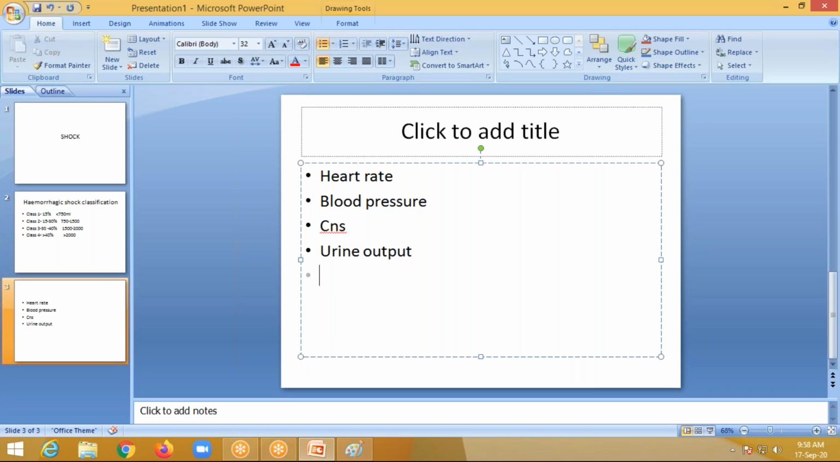And with BP, you can also measure pulse pressure and respiratory rate. It will also increase.